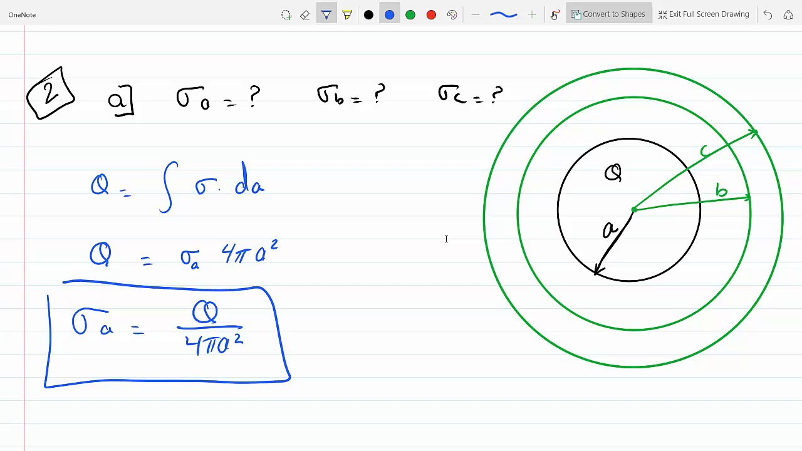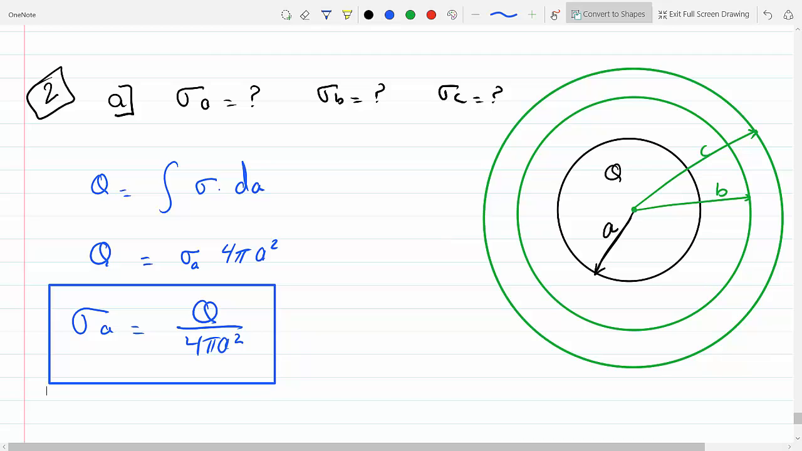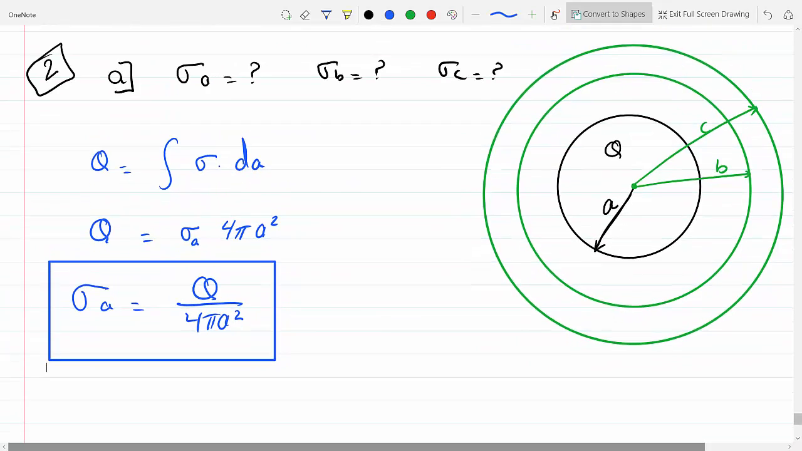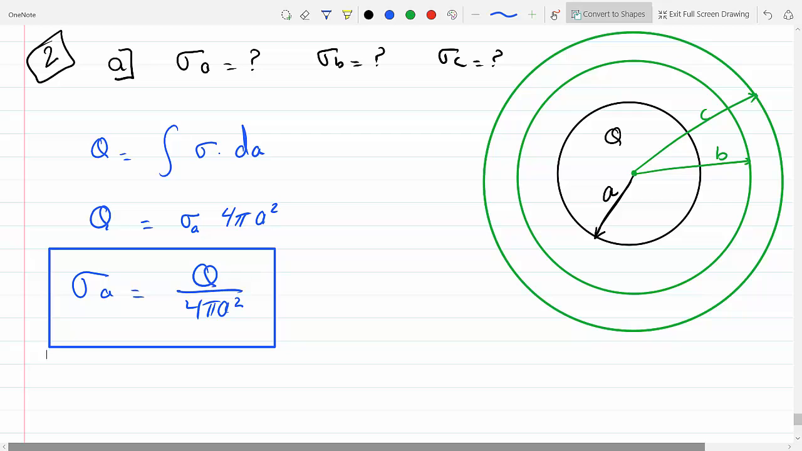No? Huh? Frozen? Oh, I wrote the answer for part A. Q over 4 pi a squared.